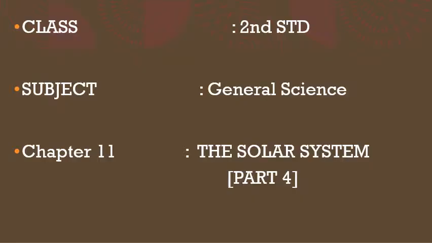The following video is for class 2, subject general science, chapter 11, the solar system, part 4. In parts 1, 2 and 3 of this lesson, we learned about the solar system. What is the solar system? The sun and the 8 planets together make the solar system. What are the 8 planets? Mercury, Venus, Earth, Mars, Jupiter, Saturn, Uranus and Neptune. I hope by now you have tried to learn these names by heart. Please try to learn them in the order itself.